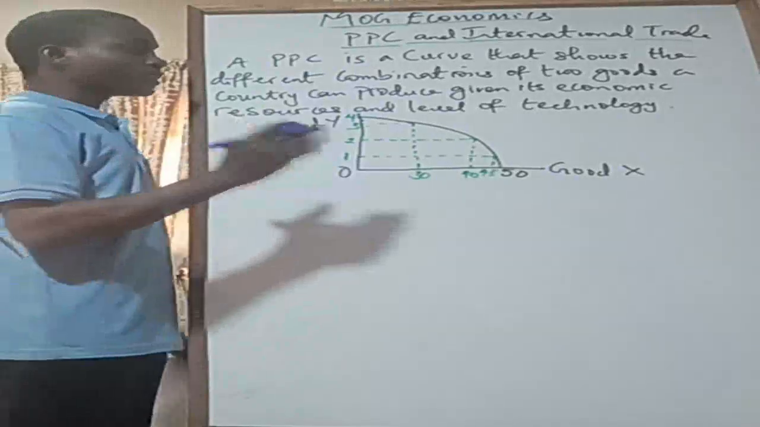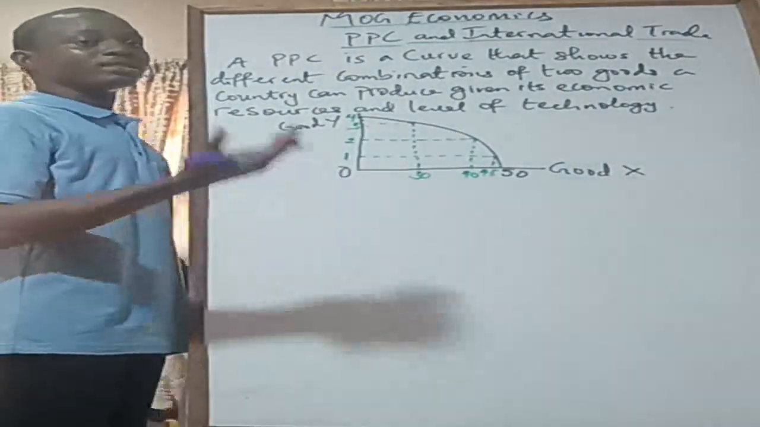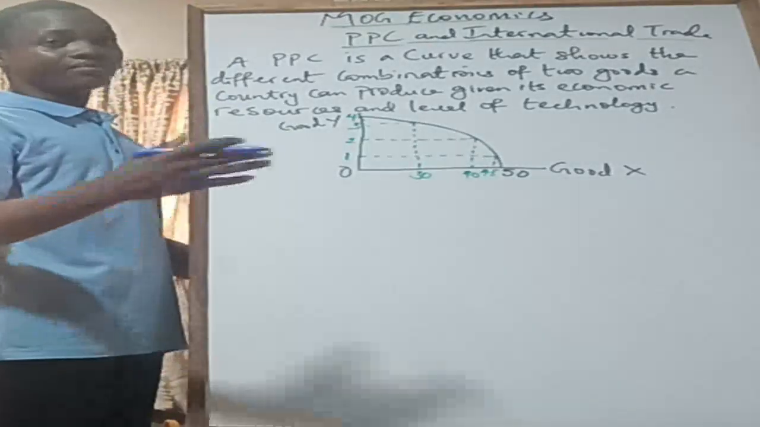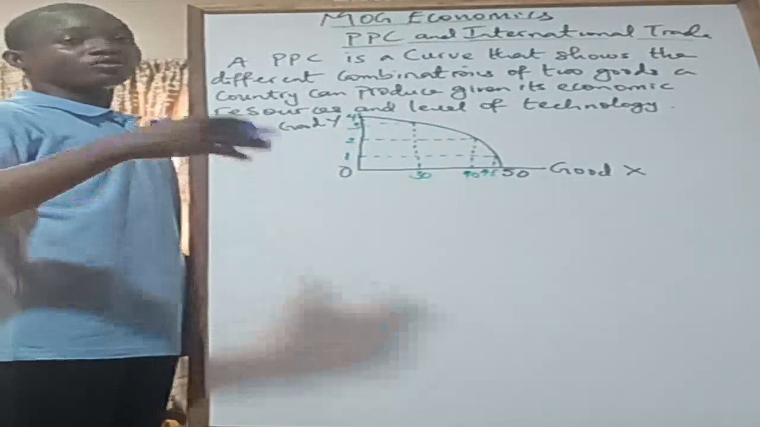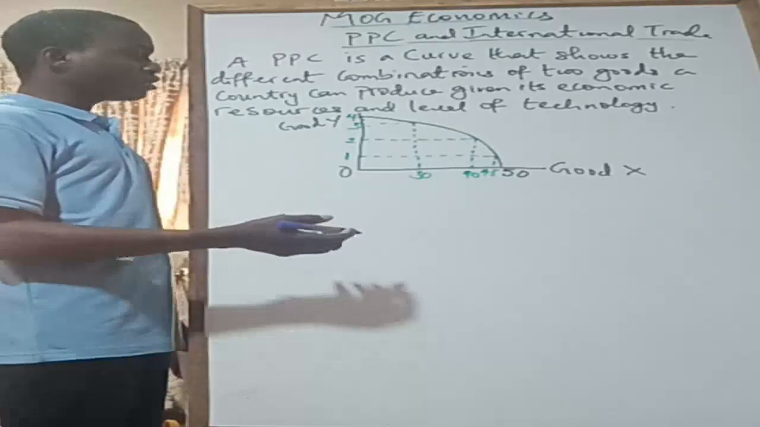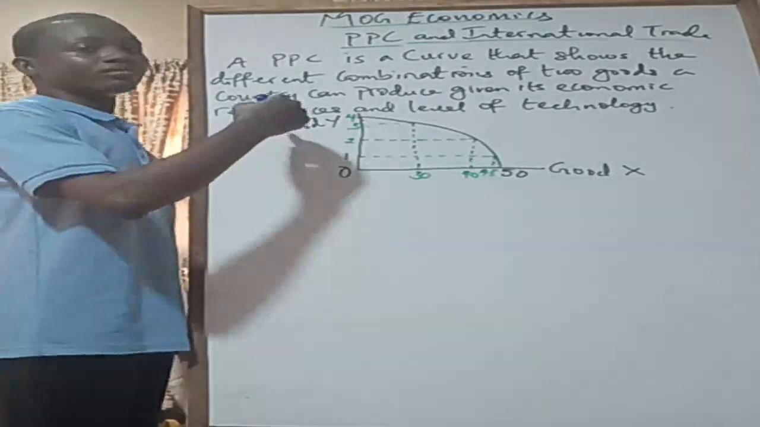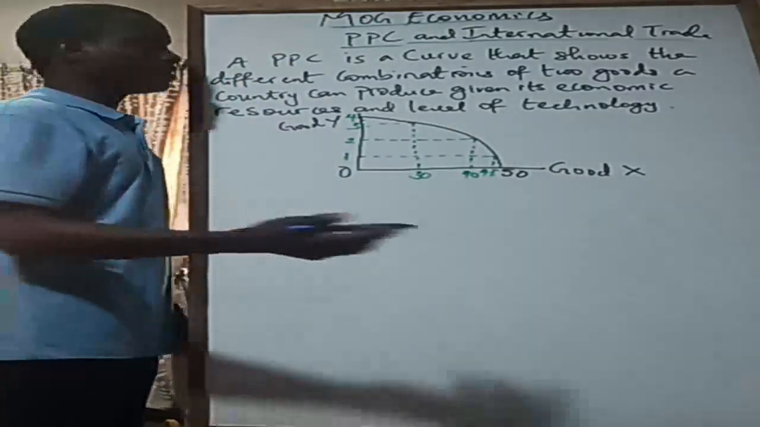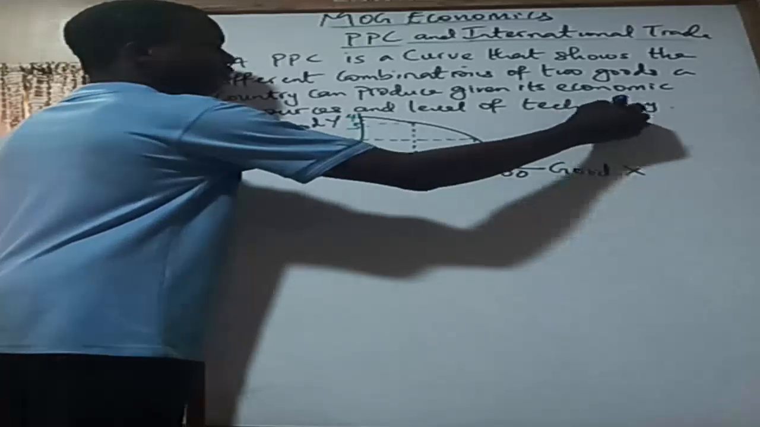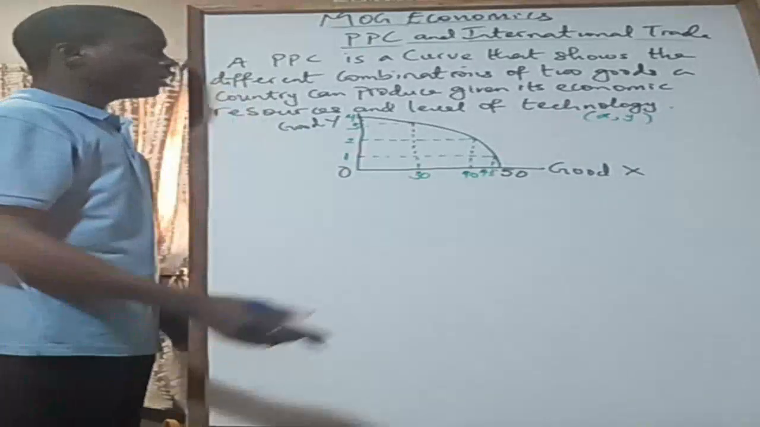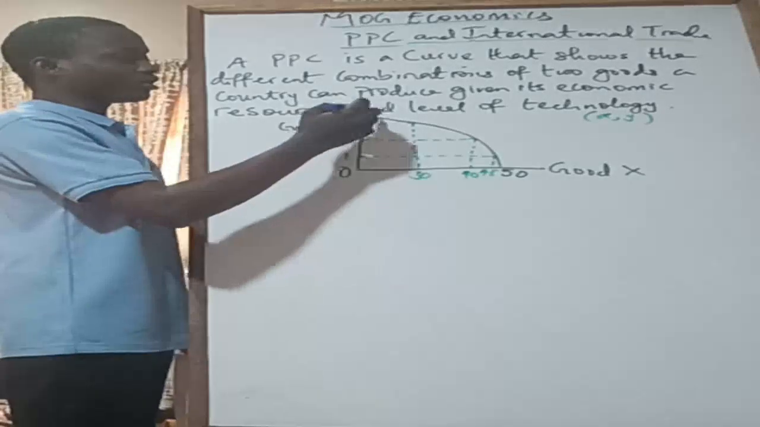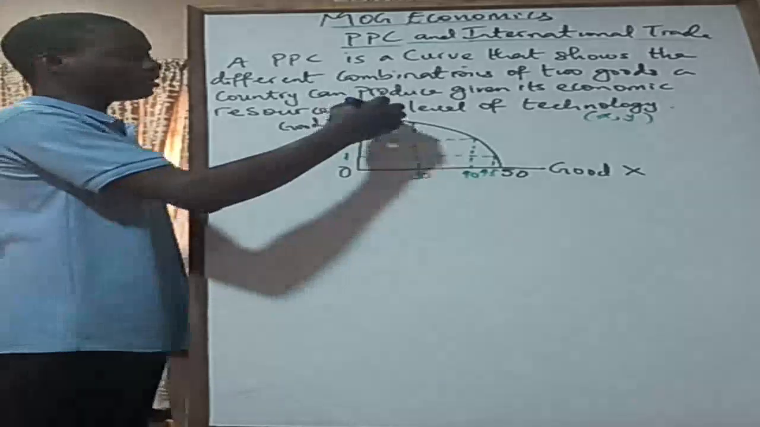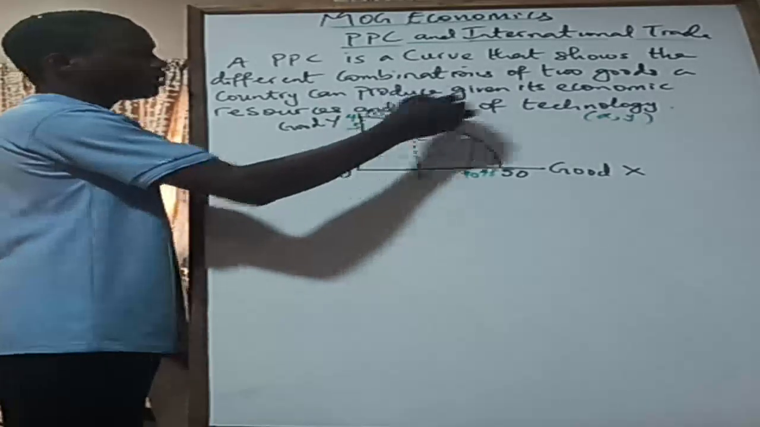A PPC is a curve. This is a curve that shows the different combinations. So you can combine the production of the two goods you are looking at in different ways. For example, we have good y here, y representing the y-axis and x representing the x-axis. If you're writing your coordinates in mathematics, you write them in form of x and y. You remember your Cartesian plane. So on this part, the combination is you are producing 0 of good x and 4 of good y. So this is (0, 4) in that way.